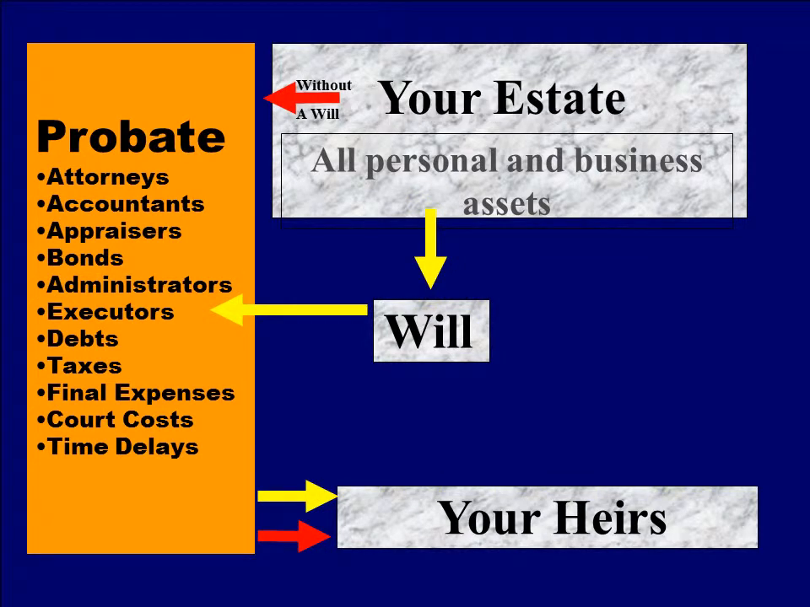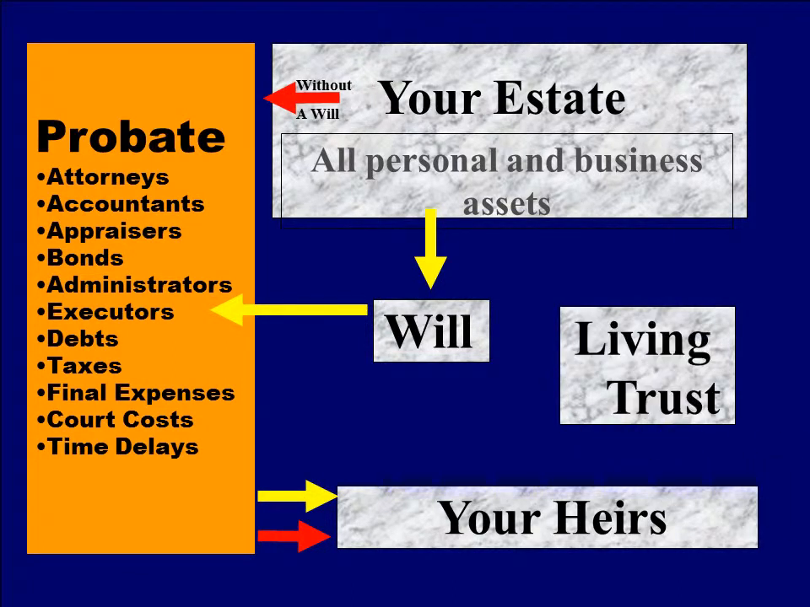If you have a will, then you've got somebody on the inside who's doing most of the work, and that runs in different states 5 to 10% of the estate. So if you've got $300,000, you're looking at $30,000 going to somebody you don't even know. Is there a way to eliminate that cost? Yes, there is, by using what's called a living trust.